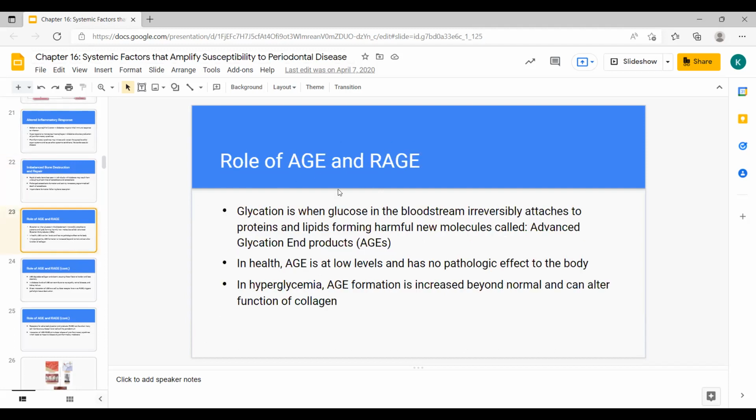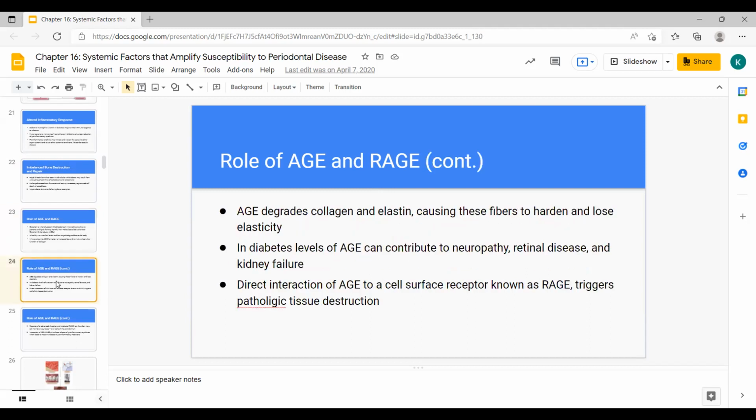The role of AGE and RAGE. Glycation is when glucose in the bloodstream irreversibly attaches to proteins and lipids, forming harmful new molecules called advanced glycation end products, or AGEs. In health, AGEs are at low levels and have a non-pathologic effect on the body. In hyperglycemia, the formation of advanced glycation end products is increased beyond normal and can alter the function of collagen. AGEs degrade collagen and elastin, causing these fibers to harden and lose elasticity.